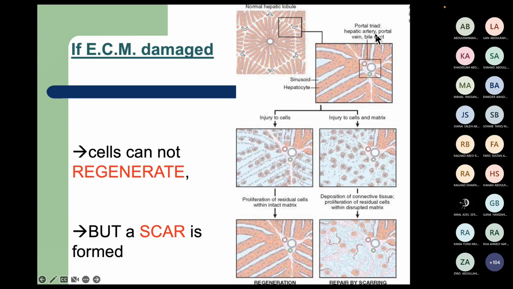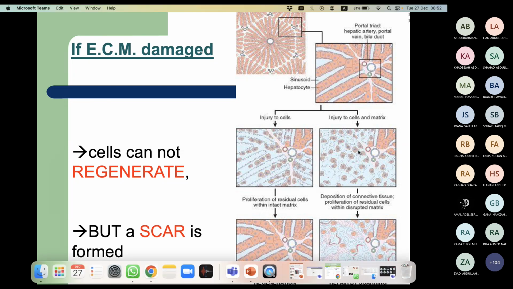This diagram is explaining the importance of ECM. This is the liver lobule, normal liver lobule, and this is the high power of that. If there is injury to the cells, the liver cells are dead. Suppose this is the example of viral hepatitis. When the virus damages the liver cells, only the cells are damaged. The basement membrane and the extracellular matrix is not damaged. Only the cells are killed. So regeneration will occur completely. The liver becomes normal after the infection. So there's no scar formation.